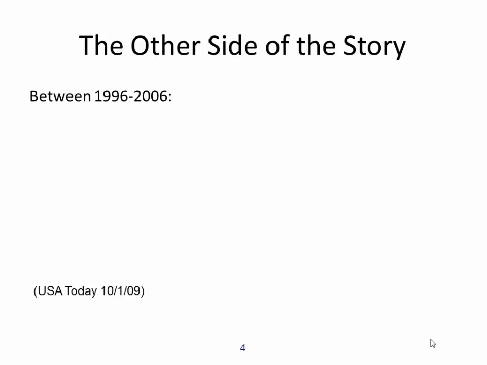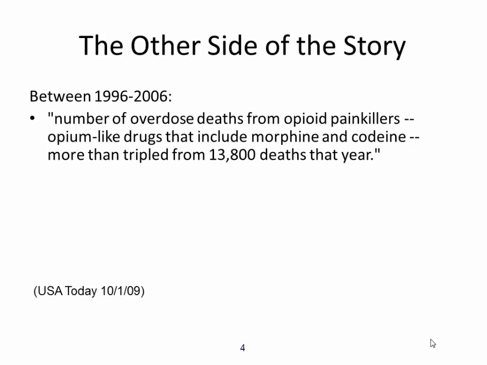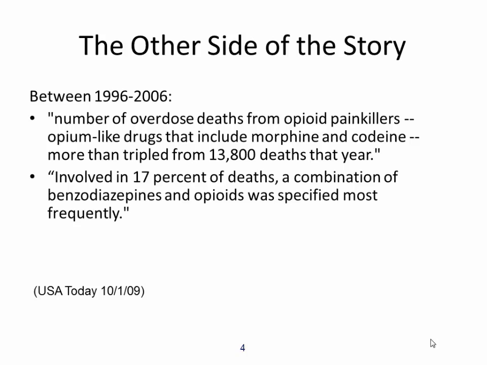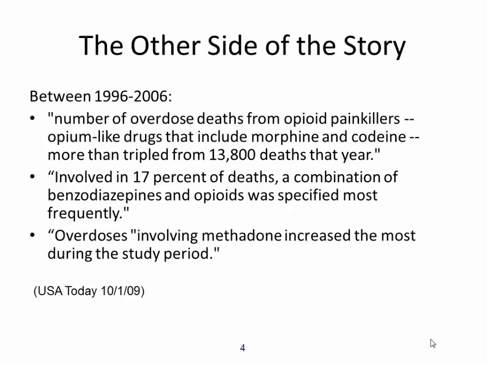Now, whether it's coincidence or whether because we've done a good job of assessing pain and maybe prescribing meds, we now have shifted the pendulum and there's some concerns with specifically the opioids. Between 1996 and 2006, the number of overdose deaths from opioids tripled. 17% of these deaths involved a combination of opioids and other sedative medications like benzodiazepines. And the opioid that has been involved with the most overdoses is methadone.